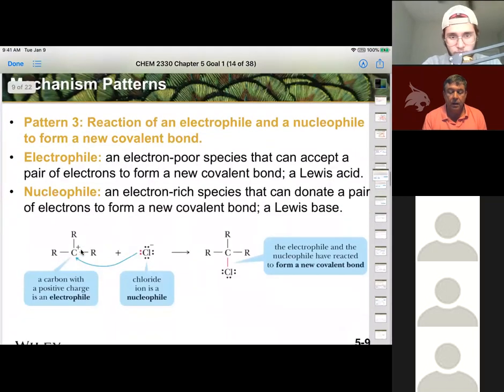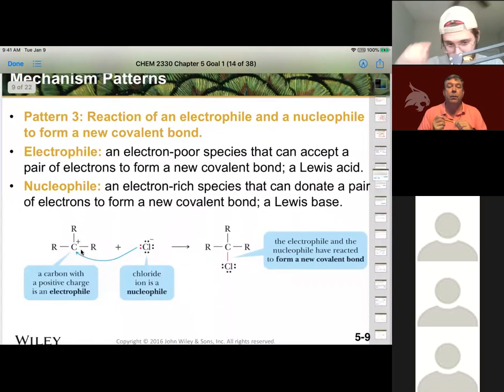Okay. So our third pattern is what we call a nucleophile-electrophile reaction. What we really want to think about is a Lewis acid and a Lewis base reacting with each other. An electrophile is an electron-poor species that wants electrons. It loves electrons. That's what electrophile means, right?